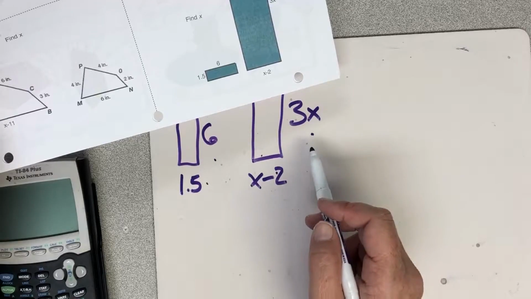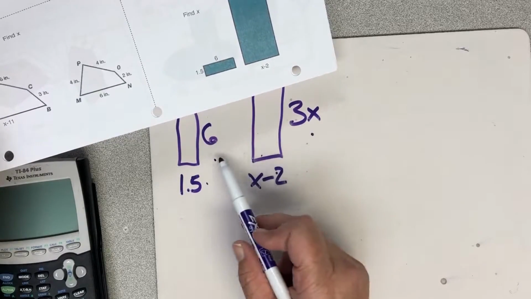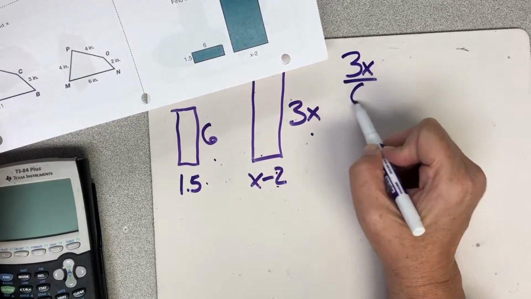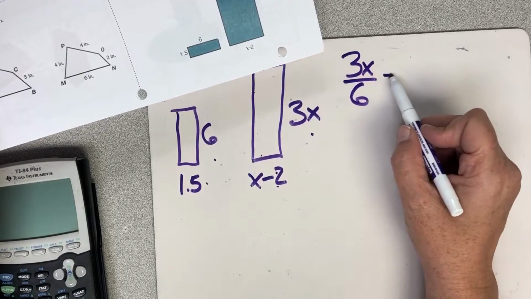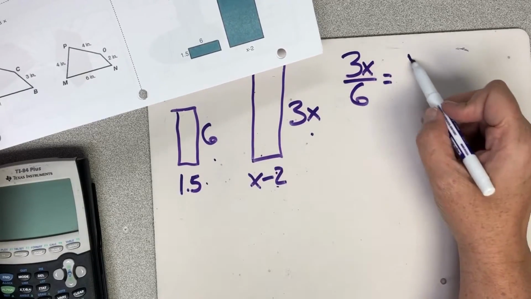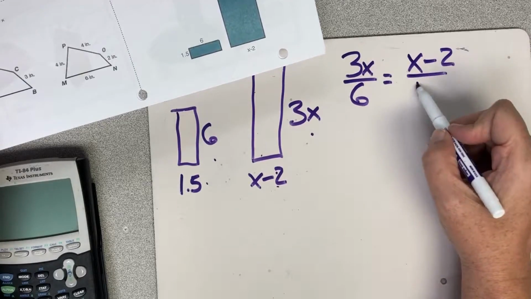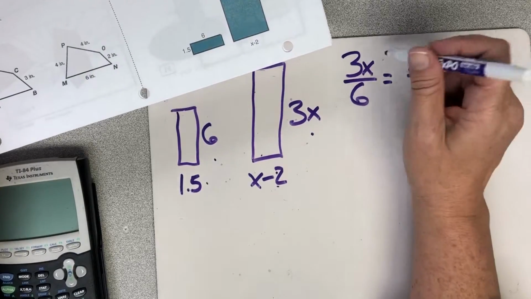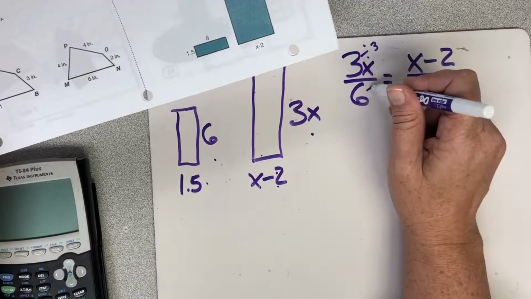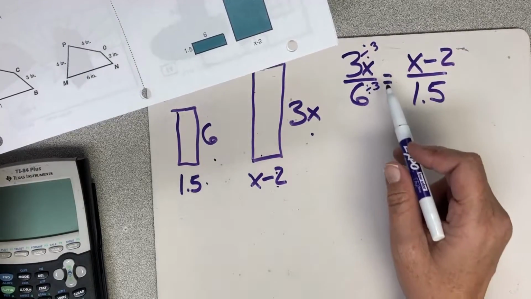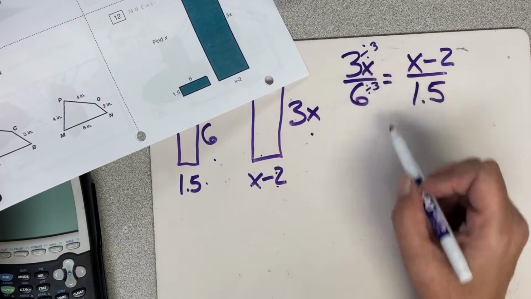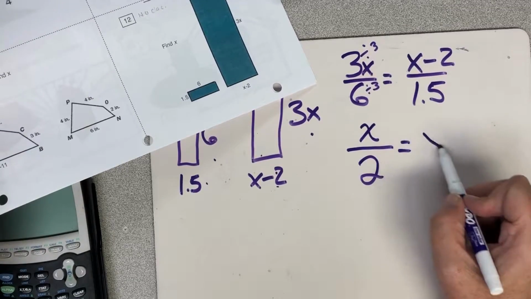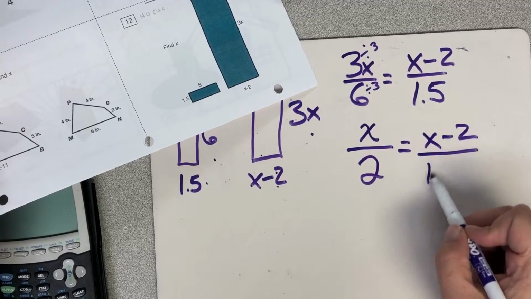Again, there are many ways to set this up. I'm going to use the scale factor idea and do second over first. And so I would get 3x over 6, using this 3x and this 6, equals x minus 2 over 1.5. I notice that 3x and 6 can simplify. I could divide top and bottom by 3. I like to do that before I start. That works out really well because 3x divided by 3 is just plain old x. 6 divided by 3 is 2. I have x minus 2 and 1.5.